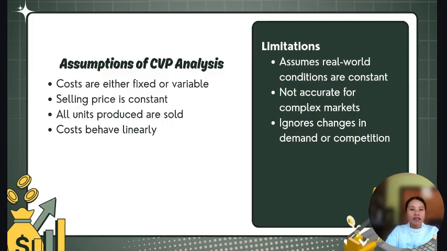Ang ikaduha is not accurate for complex markets. CBP is not always accurate sa complex businesses or markets, especially if daghan product naga-change of prices or different cost structures. Ang katulo is ignore changes in demand or competition. The analysis does not consider nga na-change in customer demand or competitions. Possible nga mubaba ang sales tungod sa competitors or nag-change sa customer preferences.